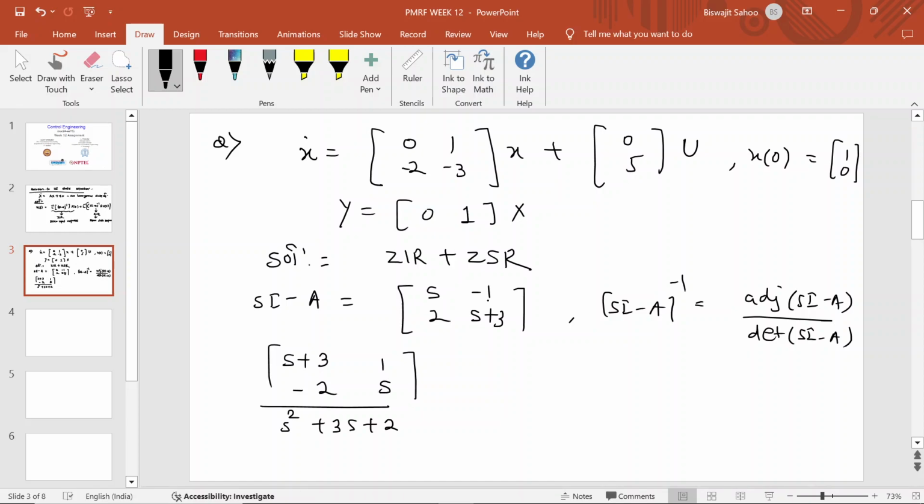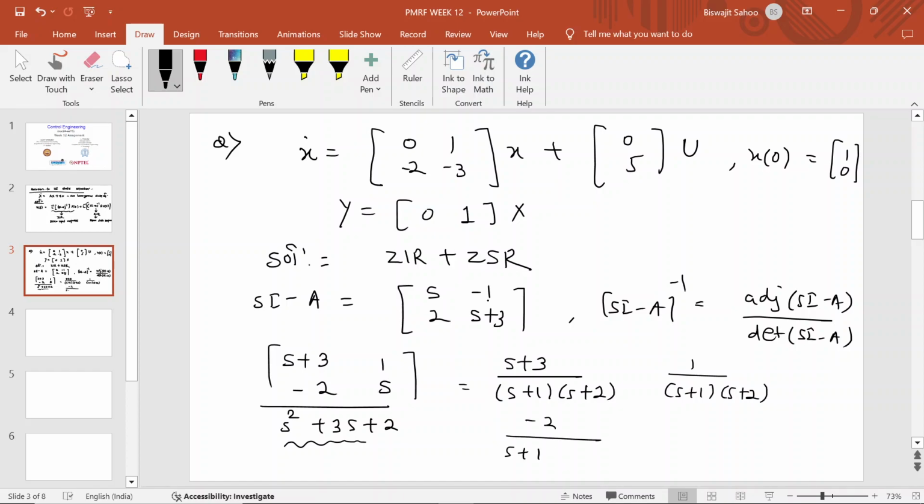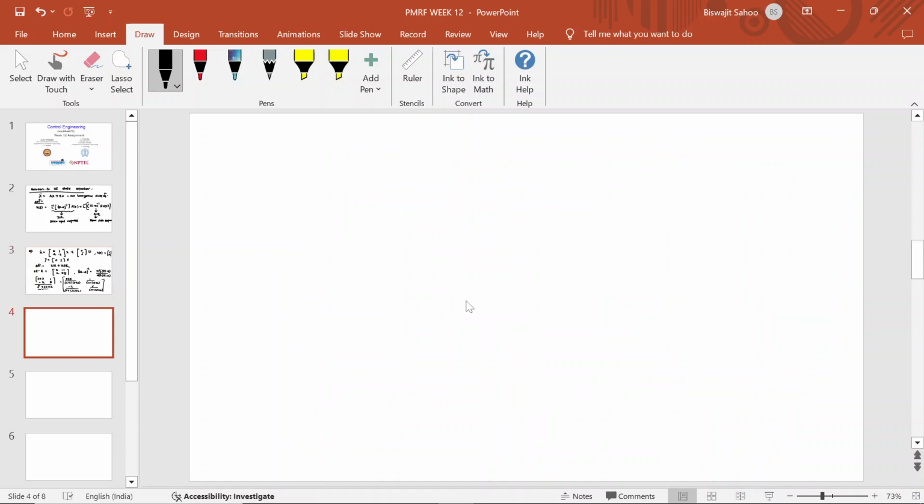Now just simplify it. It will be (s+3) divided by this part, and this term can be split by partial fractions into (s+1)(s+2). I am just splitting every term of the matrix. So 1 divided by (s+1)(s+2), similarly minus 2 divided by (s+1)(s+2), and here this term is s divided by (s+1)(s+2). So this is the overall matrix now. Now take the inverse Laplace transformation of that next part. I am just writing here.